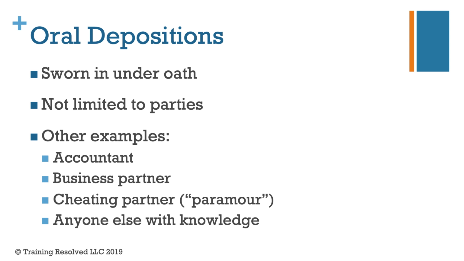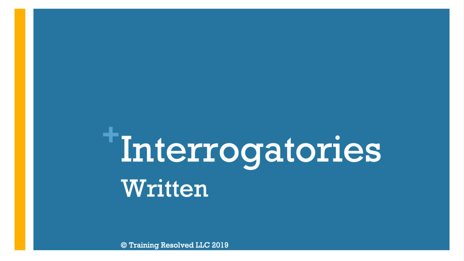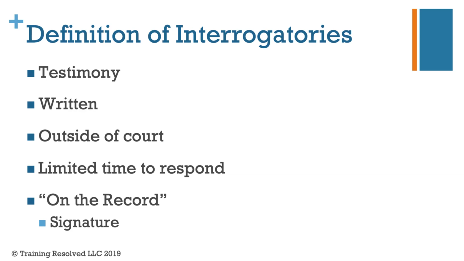Finally, there are several people who are exempt from depositions, so consult with the attorney in the case to find out who those would be. The next method of discovery is called interrogatories. When we see the word interrogatories, we can think about the word interrogate. Basically, that means that each side can submit written questions to each other. They have to be in writing. They are going to be under oath, and there is a limited time to respond.